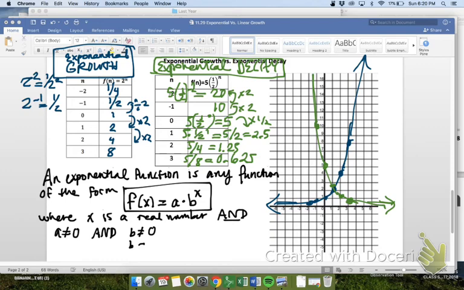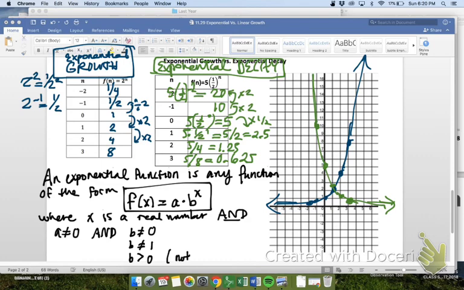But b also can't be 1. And we say that because if b is 1, then we're repeatedly multiplying by 1. Nothing's changing. It's not actually growth, right? Or decay. We just have a constant function once again. And then the last thing we're going to say about b is that we want it to be positive. So I'm going to say b is greater than 0.